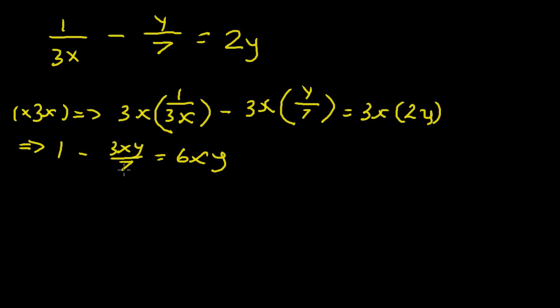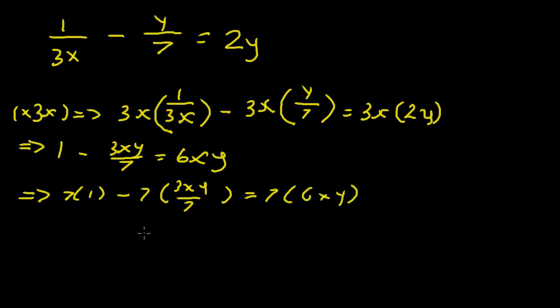The second thing we want to do now is clear the denominator in this term here on the left hand side. So we are going to multiply through by 7. So we have 7 times 1 minus 7 times 3xy over 7 equals 7 times 6xy. And that gives us 7 minus 3xy equals 42xy.